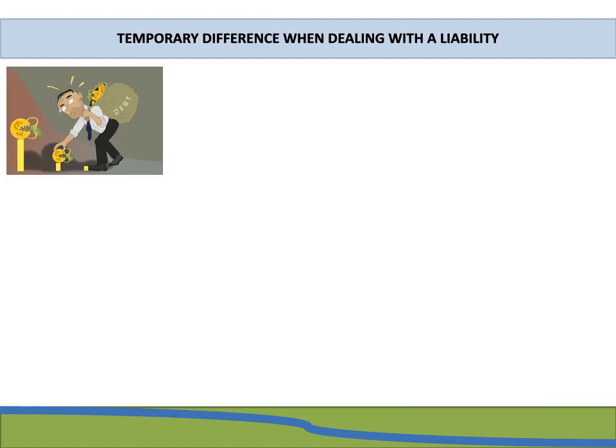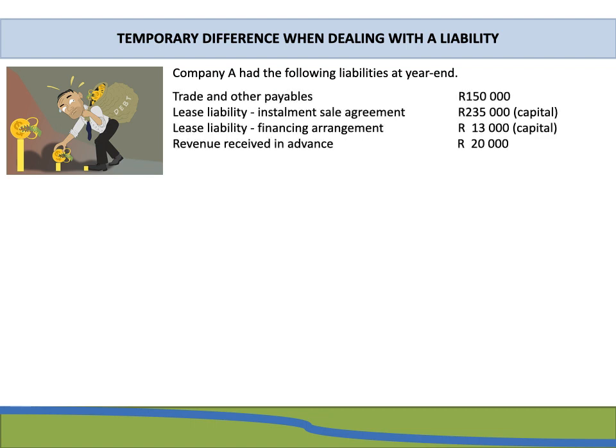So let's have a look at an example. Here we have company A who had the following liabilities at year end. They have trade and other payables of 150,000, a lease liability, which according to the Tax Act is an installment sale agreement of 200,000, a lease liability, which again for tax purposes is a financing agreement of 13,000, and then we have revenue received in advance of 20,000. The year end is 28 February 2020.